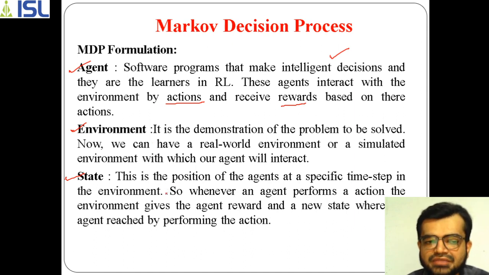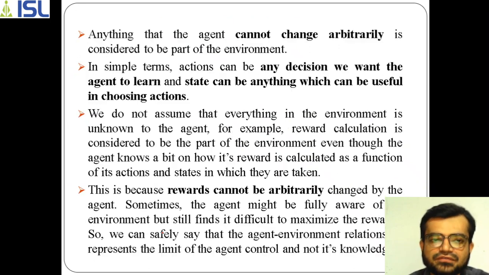Whenever an agent performs an action, the environment gives the agent a reward. Who gives this reward to an agent? The environment gives the reward, and based on that a new state, meaning a new position, will be allocated for the agent to perform the next action in the new state. So in that sense the state performs.